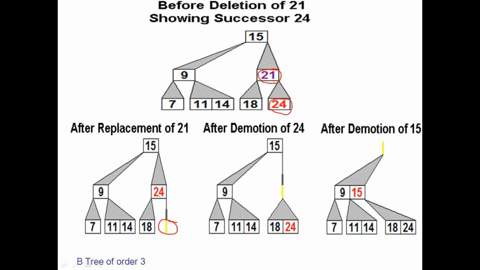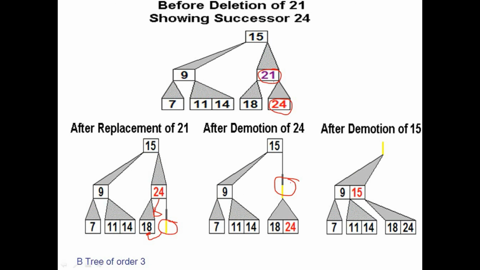Now when it is underflow, what you have to do, you have to do demotion of 24. Why? Because here the sibling is a poor sibling, so you have to merge these two particular nodes. But when you merge them, you have to pull down the parent. So after pulling down the parent, 18 and 24 come together, and here this is an underflow condition.